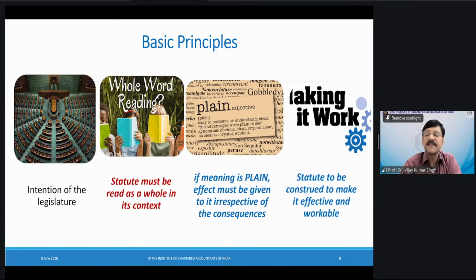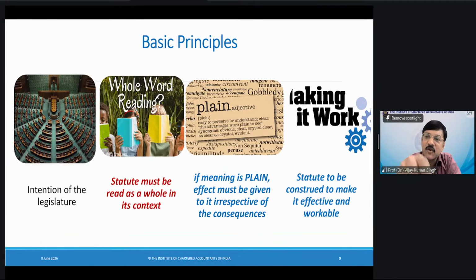The fourth basic principle, and which is an important principle, says that the statute is to be construed to make it effective and workable. This is a very peculiar situation. So law has come up, but law doesn't give sufficient clarity for interpretation. So what do we do with this law? Can we delete this law? Can we take away this particular law or ignore that law? No. The courts are meant for that purpose itself.